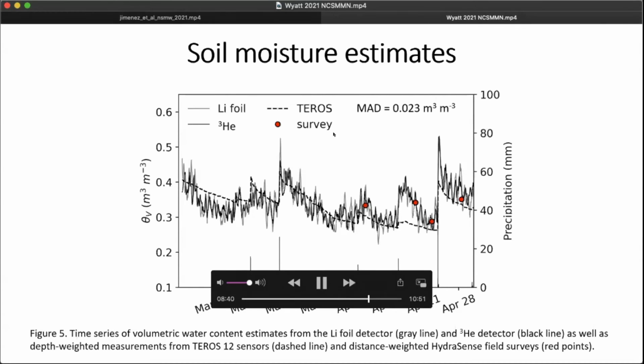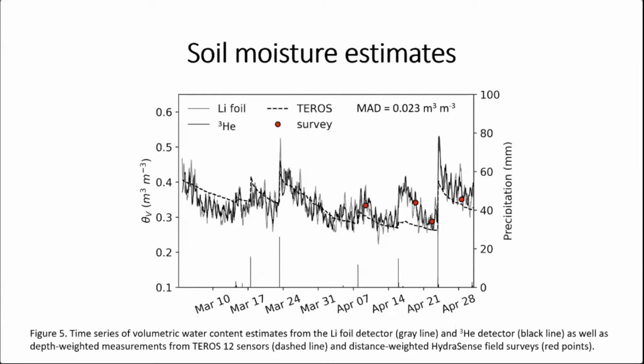You can see overall the 2 detectors do a really great job of agreeing on the volumetric water content over time. And you can see they clearly respond to these precipitation events. You can see the dynamics here of the soil moisture. But what I want to drive home here is the difference between the helium-3 and lithium foil detectors. The mean absolute difference in volumetric water content over this entire time period was 2.3% by volume. So overall, there's a great agreement between this more expensive detector and another cheaper detector.